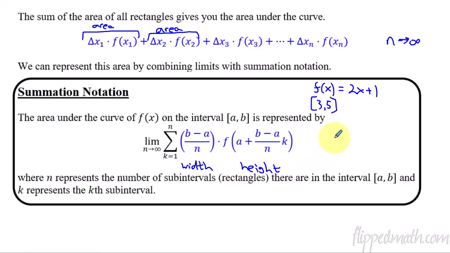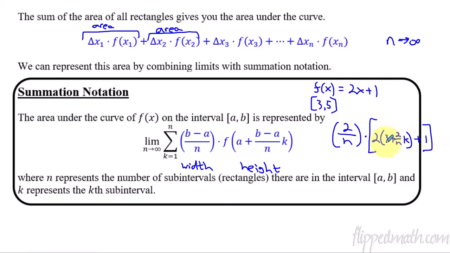So I'm going to write out what I have in blue. b minus a, so 5 minus 3 is 2, over n. So that's this first piece, the width. And I'm going to multiply it by f of this. So here's my f of x: 2 times, now I do the x. x is going to be a plus, so this is 3 plus, and then I have b minus a over n times k. I already figured out what b minus a over n is, right? That's 2 over n. So 2 over n times k. And then I have the plus 1.